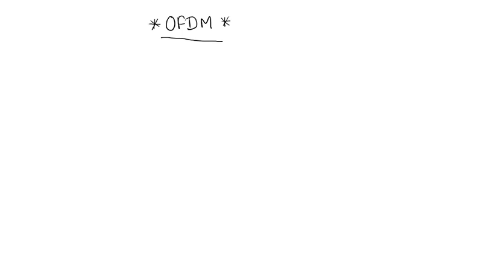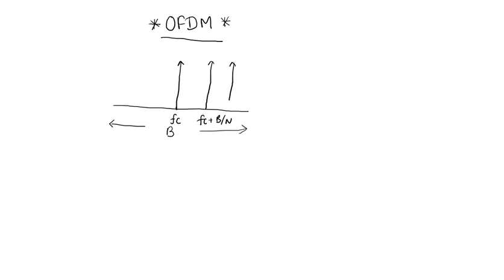In OFDM, if the total available bandwidth to us is capital B, then we subdivide it into multiple subcarriers in such a way that the separation between the subcarriers is B by N. So this is the separation. Similarly, this type of carrier assignment is also possible. I think in class I discussed it in a different way, but this is also possible.